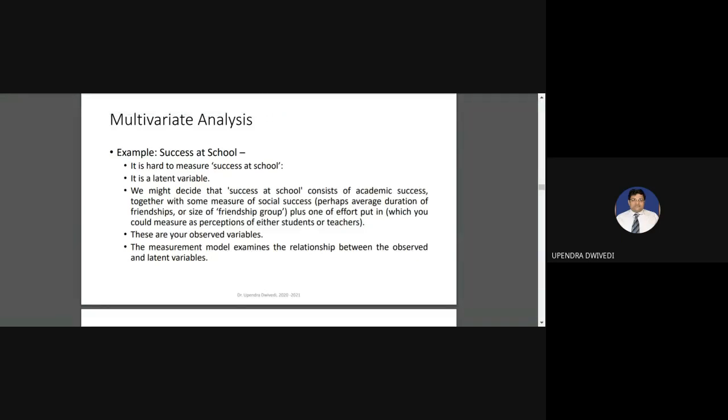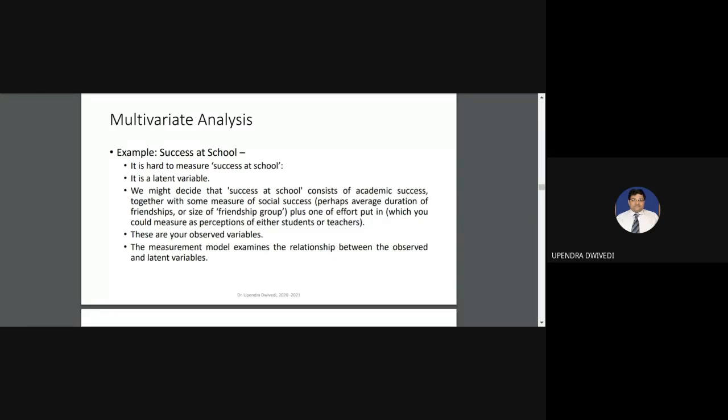Why? Because it is a latent variable. Latent means a hidden variable. It means success at school can be defined in various terms. Suppose student one is successful in some context, but student two is successful in some other context, and so on. So we might decide that success at school consists of academic success together with some measure of social success, perhaps the duration of friendship or size of friendship group, plus one of effort put in, which is measured as a perception of either the student or teacher.